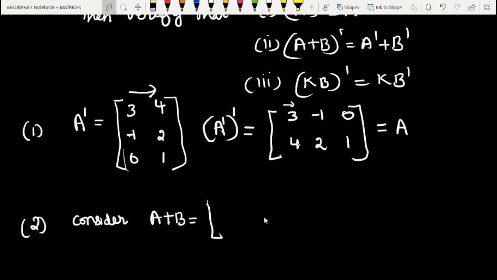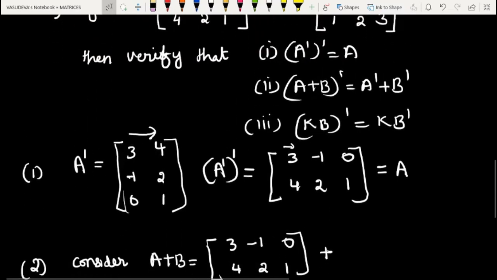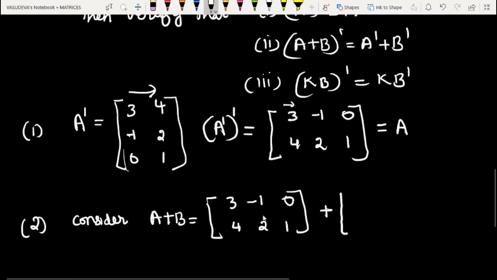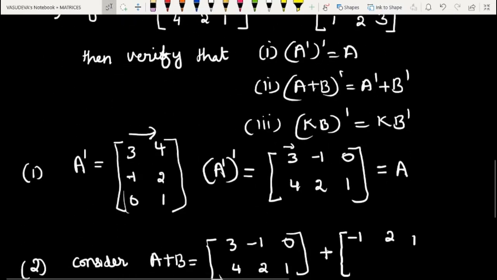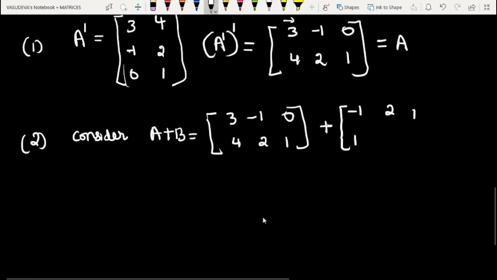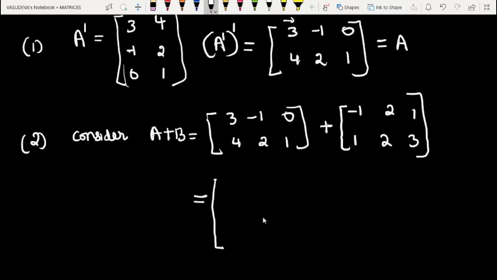So A is the matrix [3, -1, 0; 4, 2, 1], and B is the matrix [-1, 2, 1; 1, 2, 3]. So now adding the corresponding elements of A and B. Addition of matrices is valid when both matrices are of the same order.